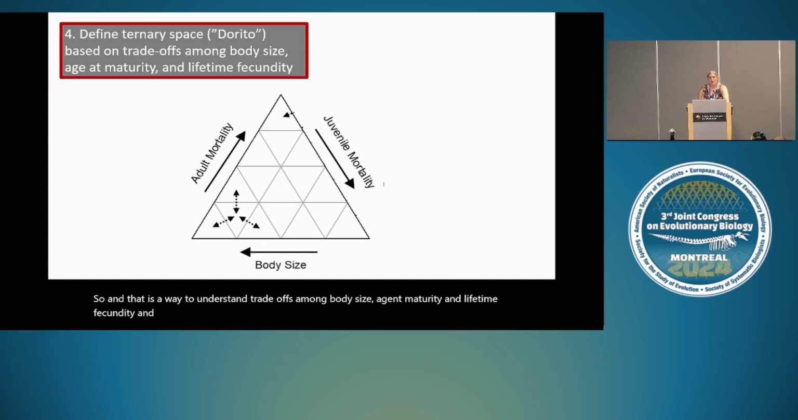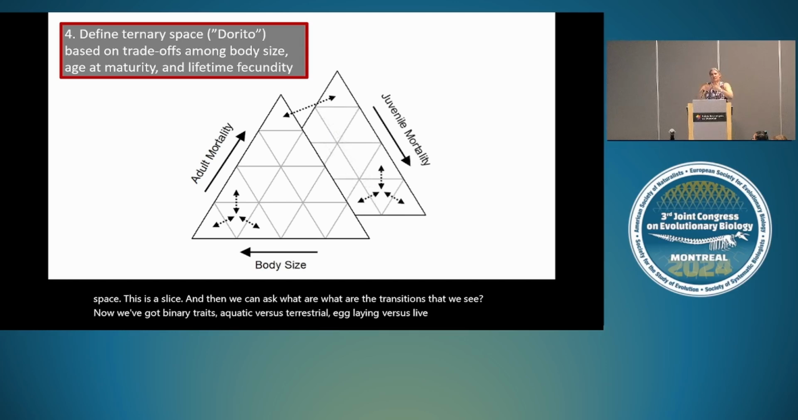And so now I want you to see, I'll use my pointer here, we're taking our same axes. Here we're going from low to high juvenile mortality. Over here is small body size, large body size, low mortality, high mortality. We can understand where a species is in the Dorito space. This is a slice. And then we can ask, what are the transitions that we see? Now we've got binary traits, aquatic versus terrestrial, egg laying versus live bearing. So you can leap onto another slice if you want.